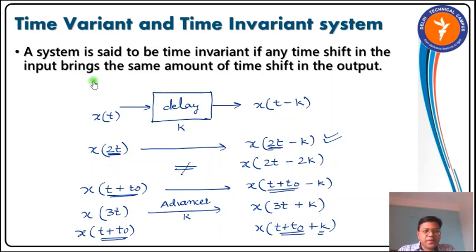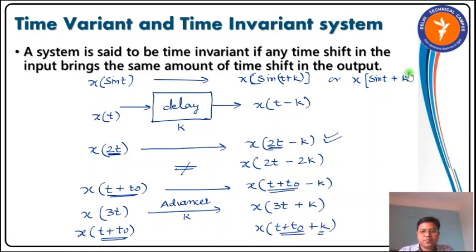Let us discuss one more example. Say I have x of sine t and I want to delay it by factor k. Then what should be the output? Let me write down some outputs. We have x of sine t plus k, or x of sine of t plus k. Which is the correct option? Think of it.